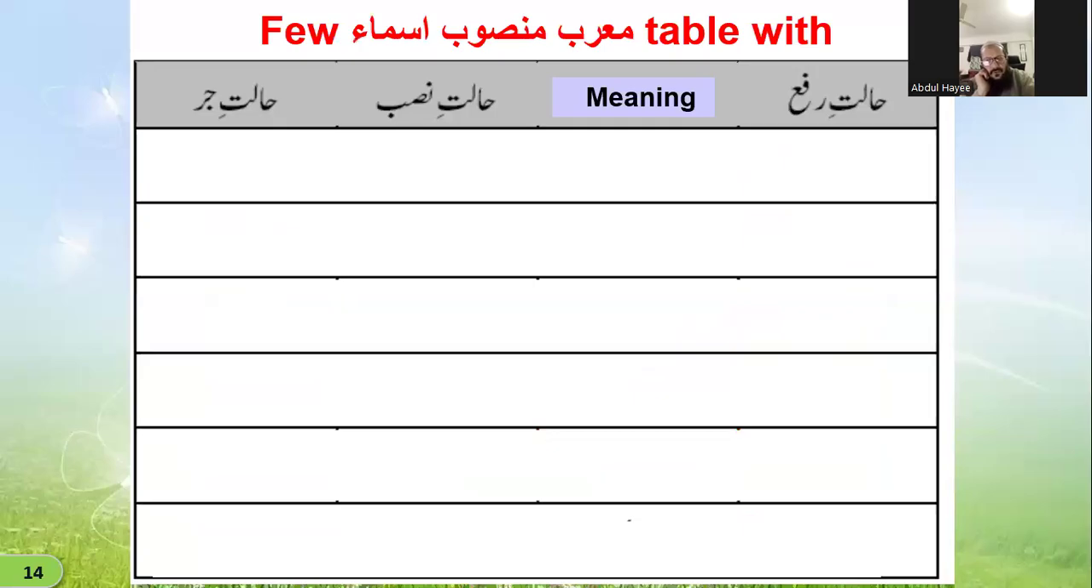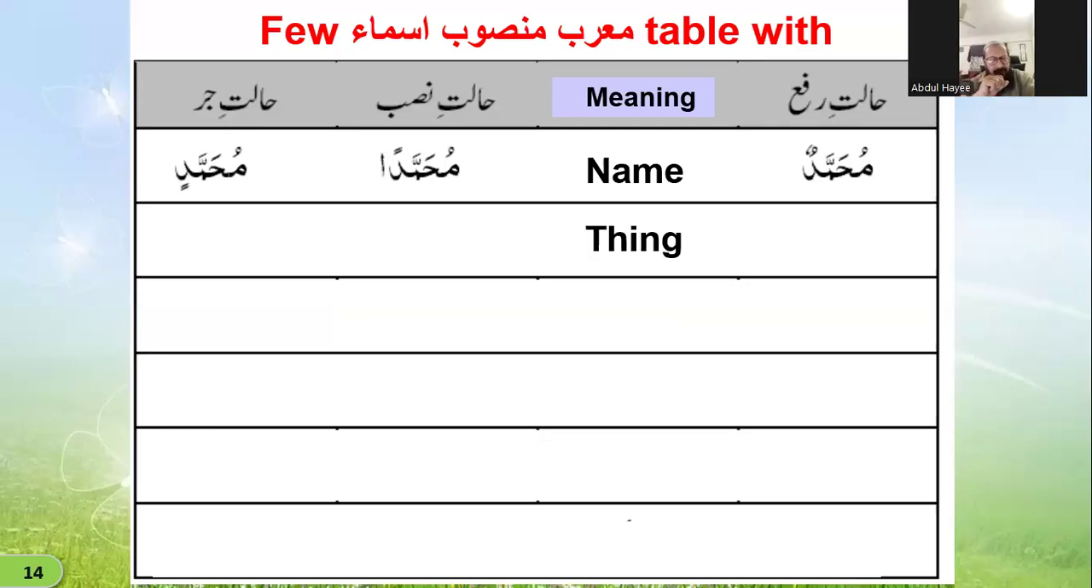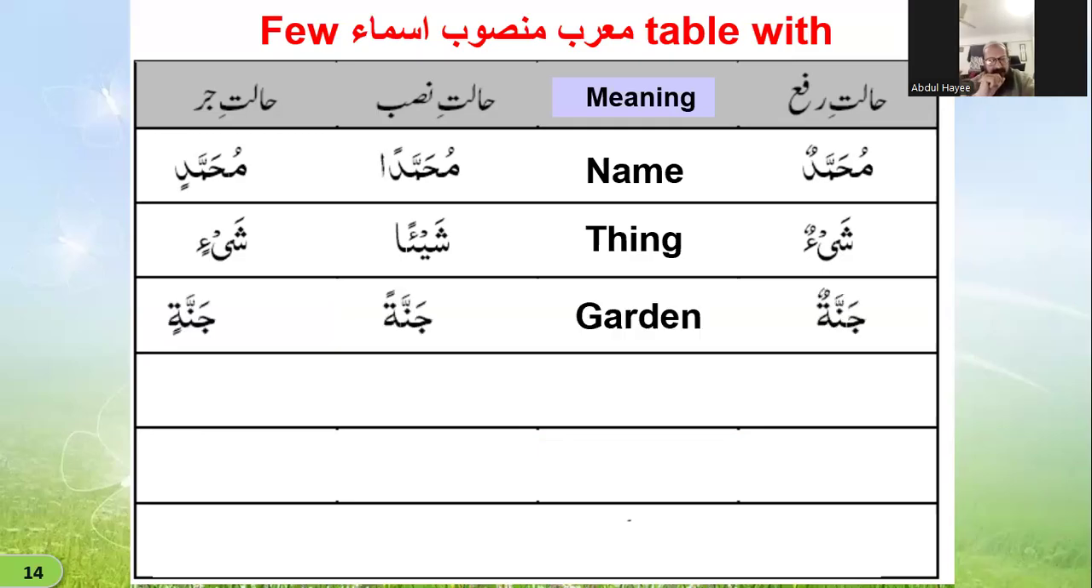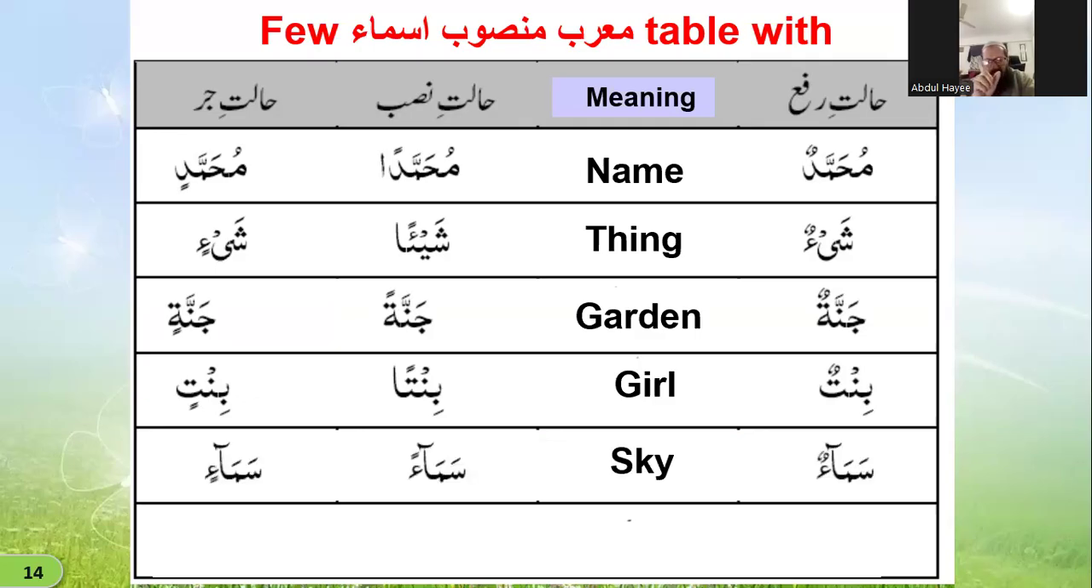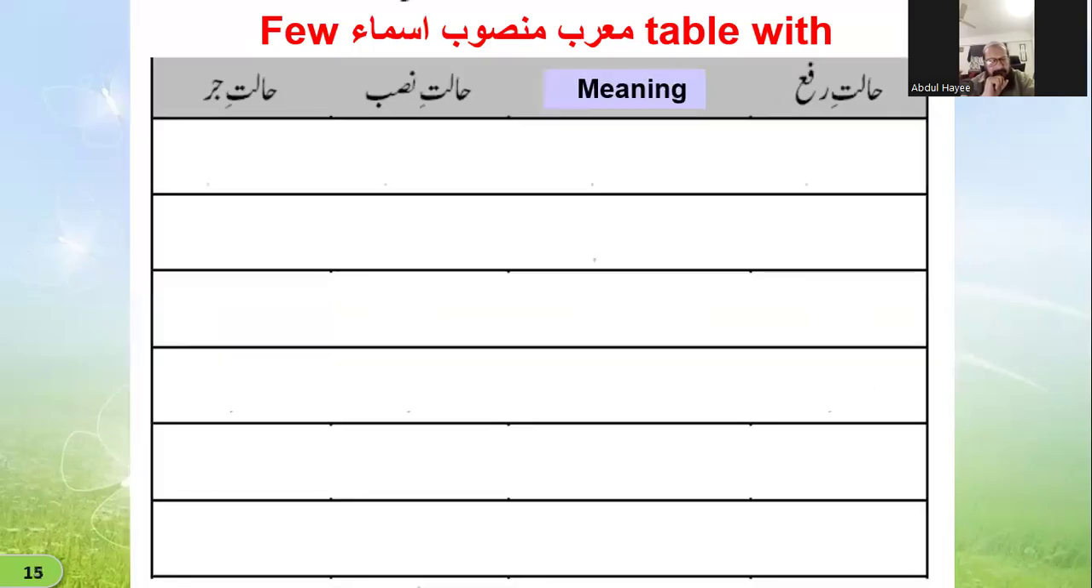So for the moderate mansub asma, just like if I say Muhammadun, Muhammadan, Muhammadin, it's a name. Shay'un, shay'an, shay'in, it's a thing. Jannatun, jannatan, jannatin, garden. Bintun, bintan, bintin, a girl. Sama'un, sama'an, sama'in, sky. Su'un, su'an, su'in, sin or a bad act.